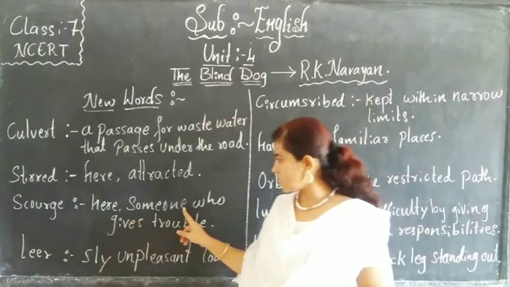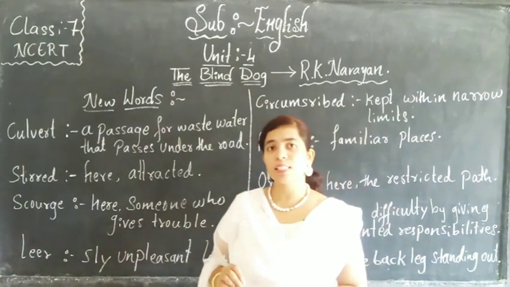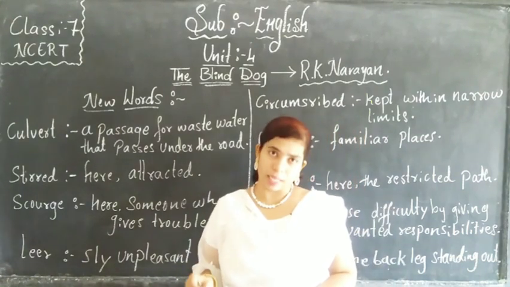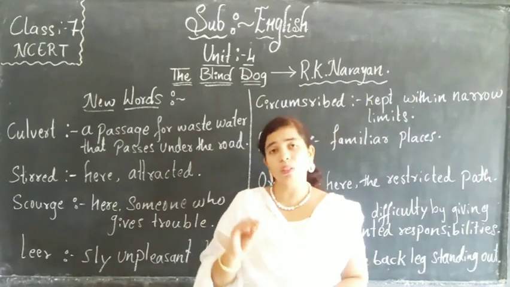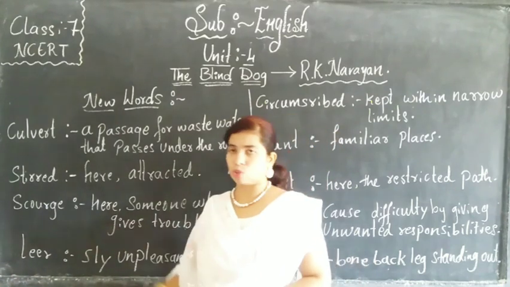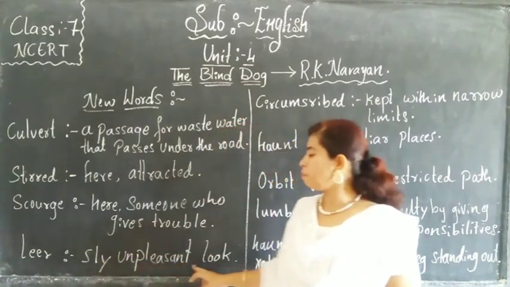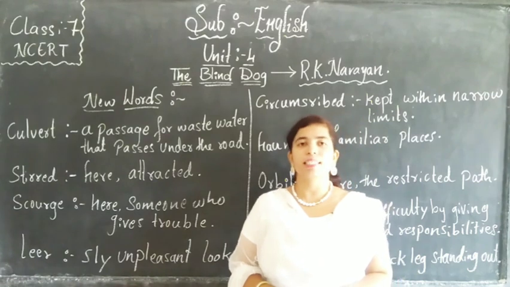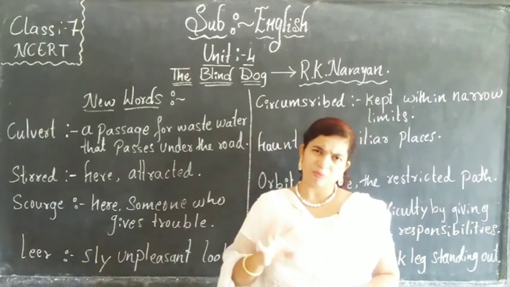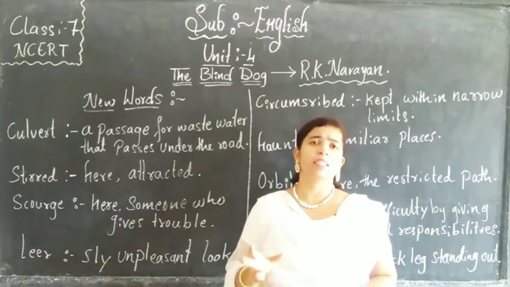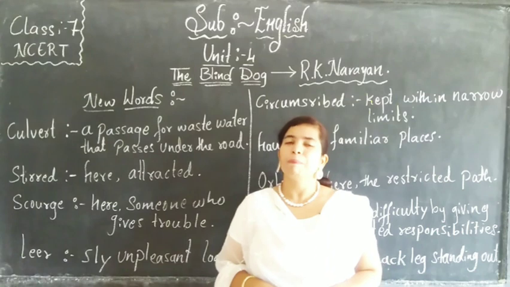Scrouch, here, someone who gives trouble. Scrouch means a person or an animal, whoever is troubling somebody else. Those people are called scrouch. Okay? Leer, a sly and unpleasant look. Leer means a very bad or ugly, unpleasant look which is given by a person to another person.